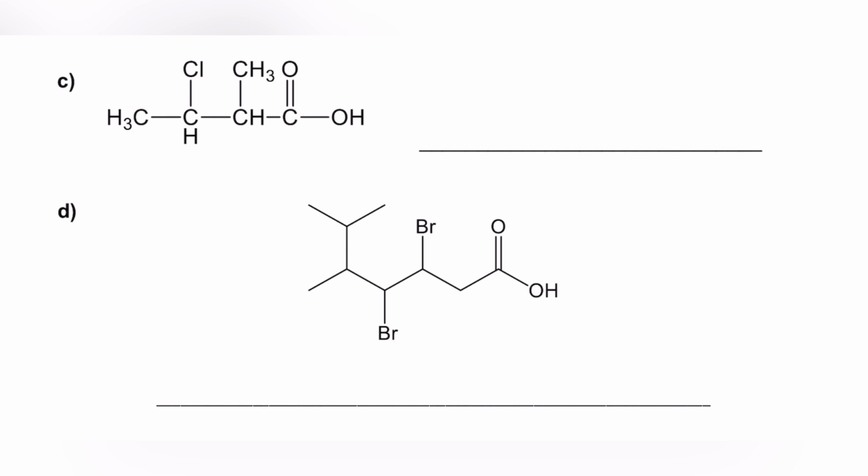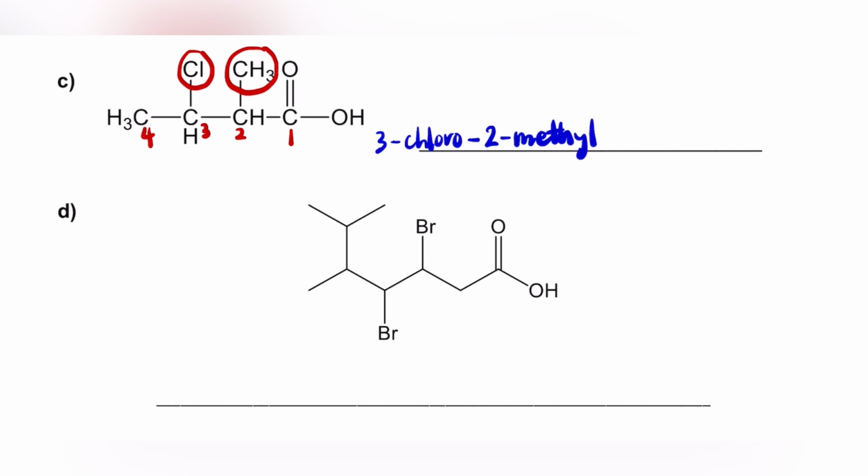Next, we have 2 more examples. So the first carbon will be the carbon connected to the carboxyl group. It will be this carbon. And then find the longest carbon chain. It will be 4, so 4 carbon atoms. The parent will be butanoic acid. However, you have chloro at the third carbon, and methyl at the second carbon. So in alphabetical order, the name will be 3-chloro-2-methylbutanoic acid. Make sure your spelling is correct, and there is a space between oic and acid as usual.